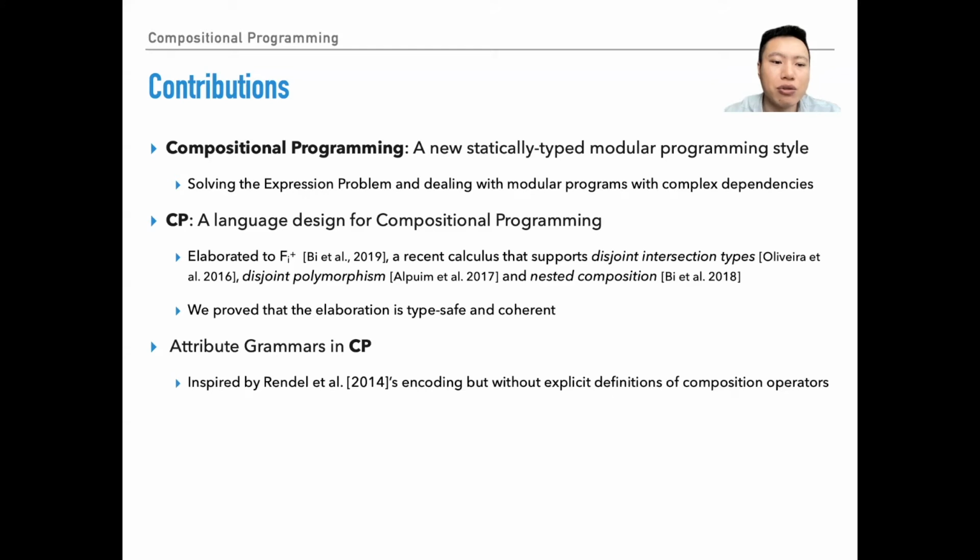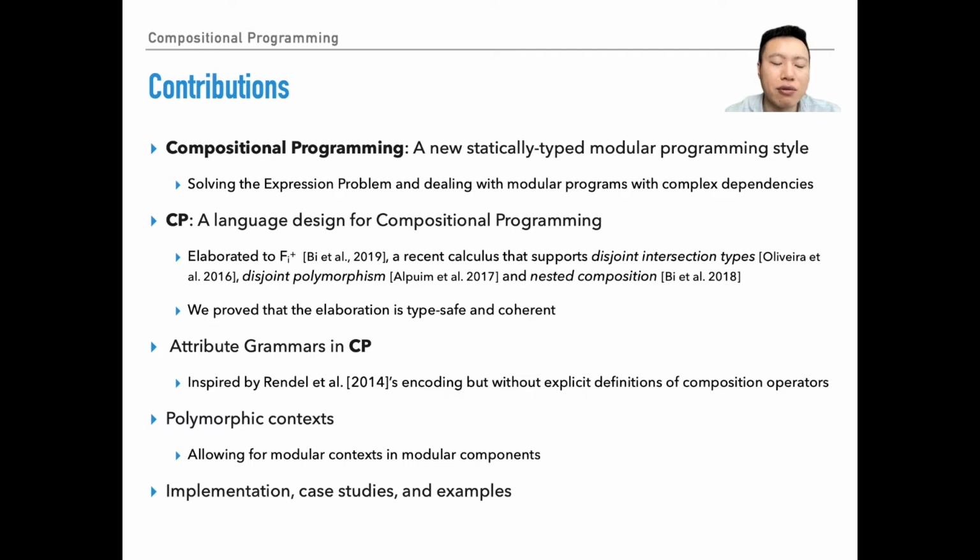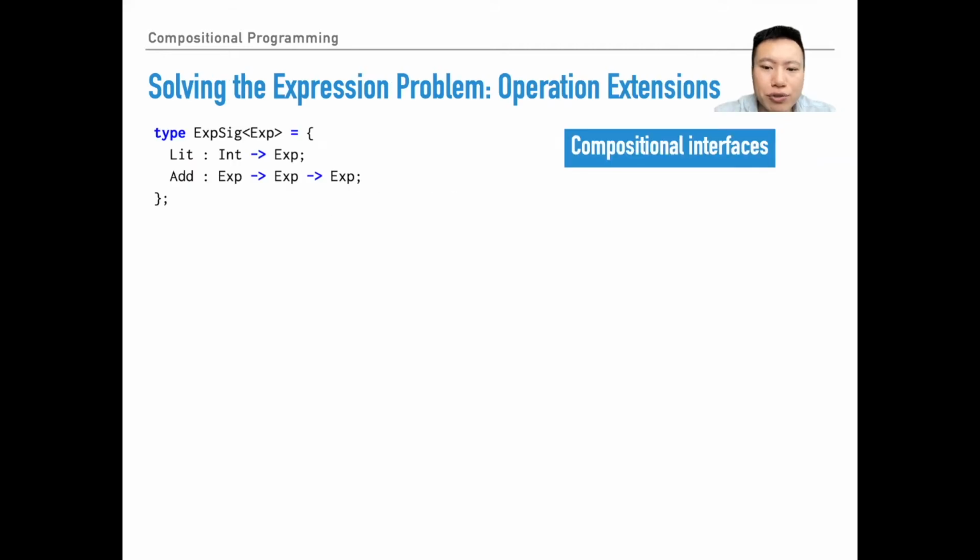We show how to model attribute grammars in CP without explicit definitions of composition operators. We present a novel technique called polymorphic contexts that allow modular contexts in modular components. And we implemented the language in Haskell. We conducted several case studies to illustrate the usability of the language. We introduced CP by solving the expression problem first.